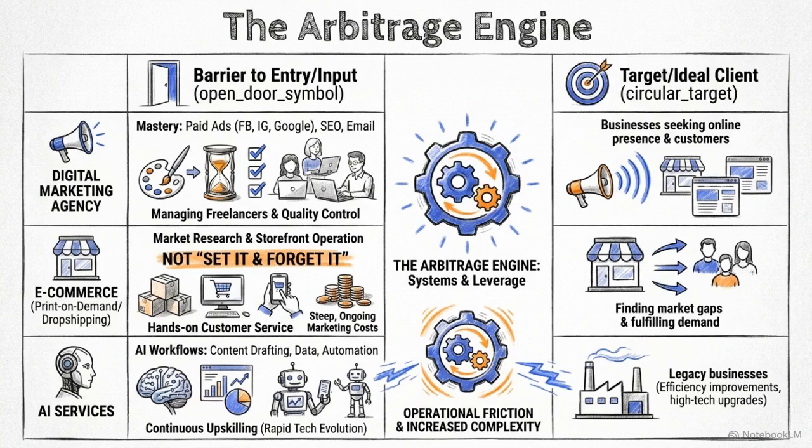For e-commerce models like print-on-demand or dropshipping, your required input is intensely researching market gaps and operating the digital storefront. We need to dispel the set-it-and-forget-it myth. Operating these storefronts demands steep, ongoing marketing costs and constant hands-on customer service. Finally, AI services require learning how to implement artificial intelligence workflows into legacy businesses to improve their daily efficiency. This gives you a massive first-mover advantage and high billing rates. But because the technology evolves rapidly, you must continuously upskill to avoid obsolescence.